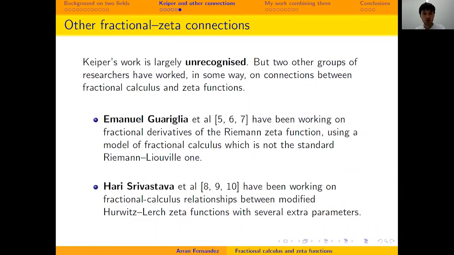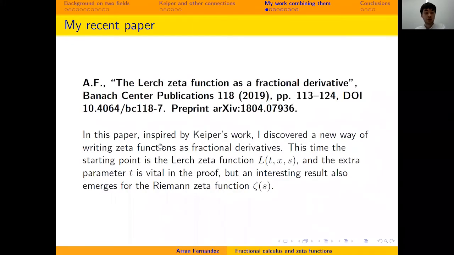Now I want to go on to my work combining these two fields. So we have my recent paper, well, not so recent anymore, the Lerch zeta function as a fractional derivative. I wrote this in 2017. It was accepted for publication in 2018, finally published in 2019. This journal is not free, but you can find the preprint on the arXiv. I've given the arXiv link as well, if you want to look at this.